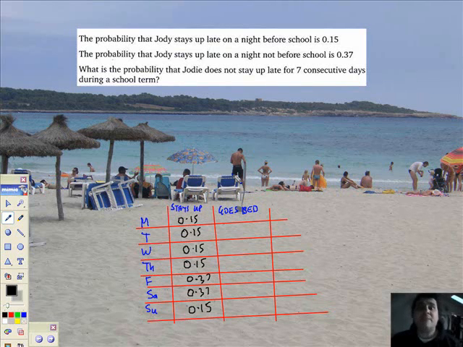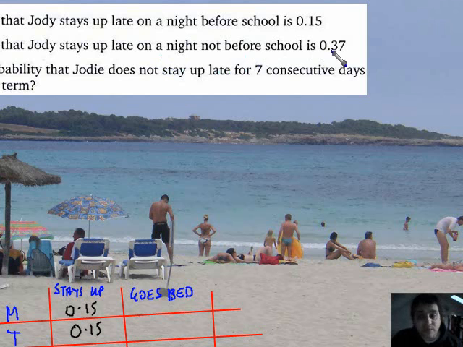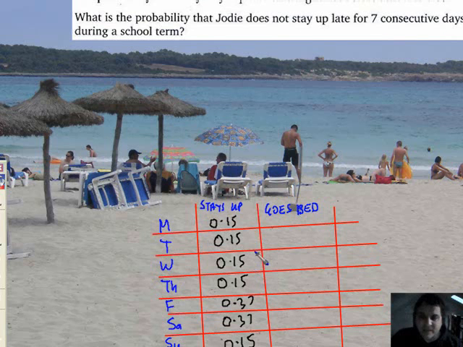Okay, carry on with independent events. Question 6, page 134. The probability that Jodie stays up late on a night before school is 0.15. The probability that she stays up late on a night not before school is 0.37. I've begun to fill up the table here, and we'll talk about that in a minute.